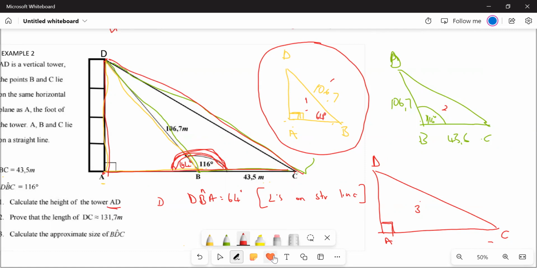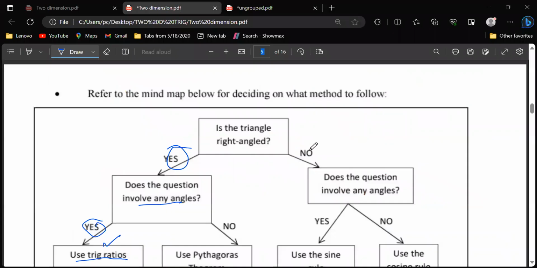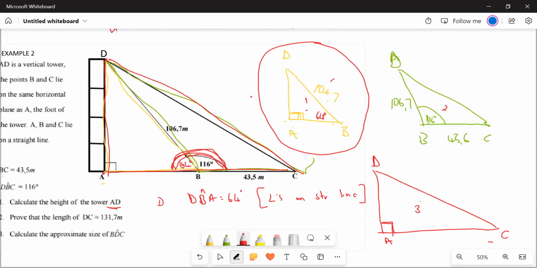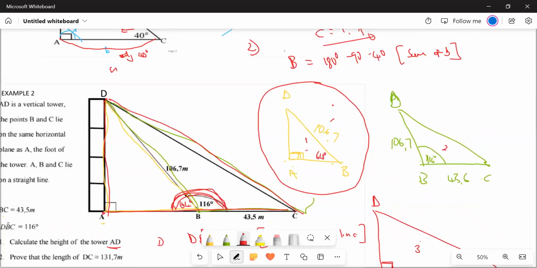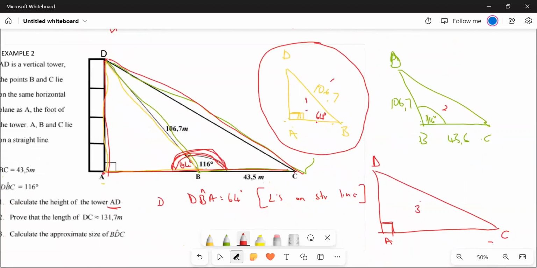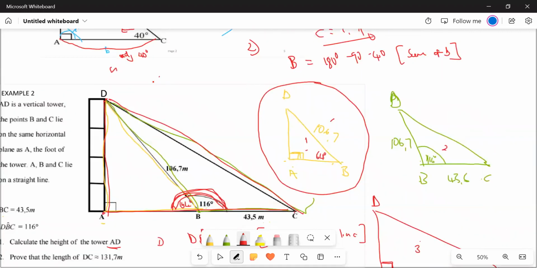Now, let's come to this triangle here and then go to our mind map. Is it a right angle triangle? It is a right angle triangle. Does it involve any angles? So we're going to use trig ratios again. So we're going to be using SOHCAHTOA.